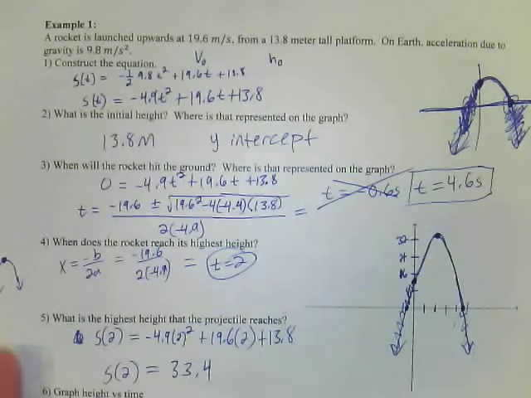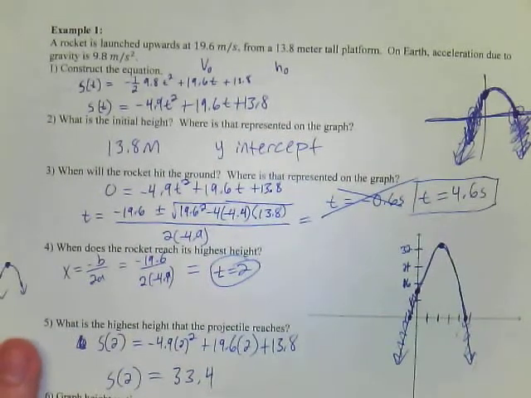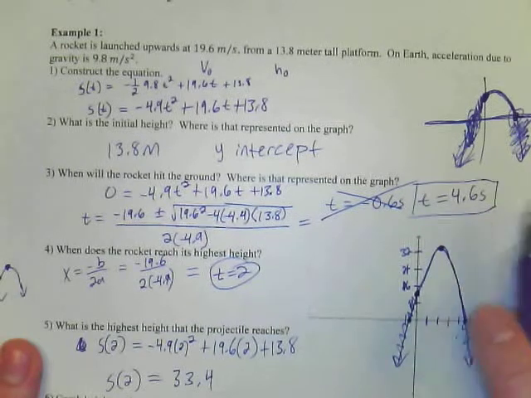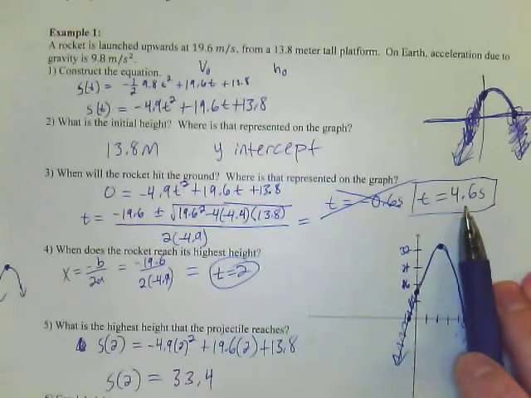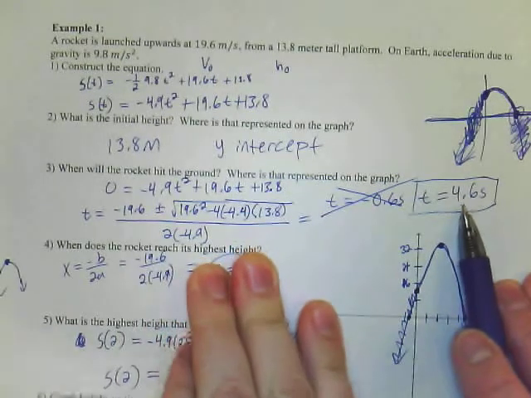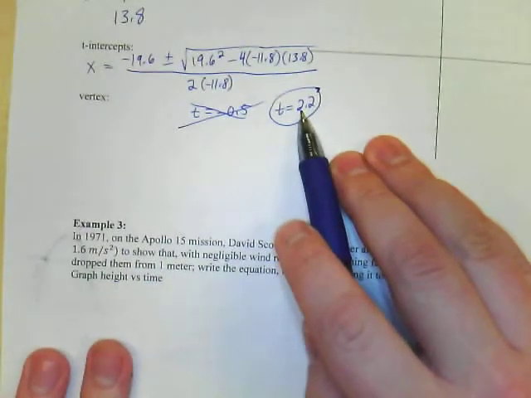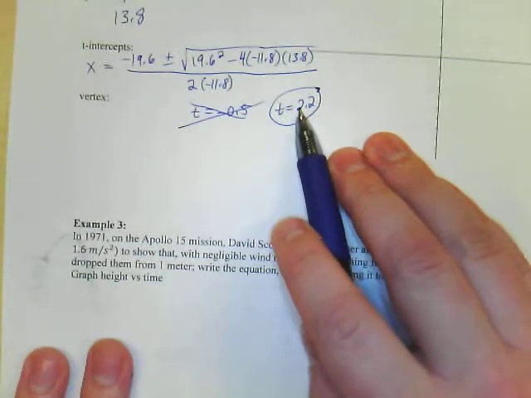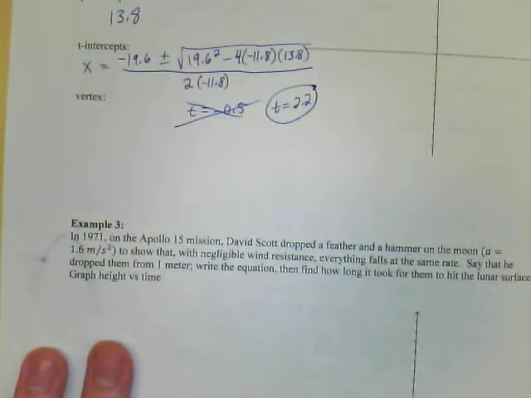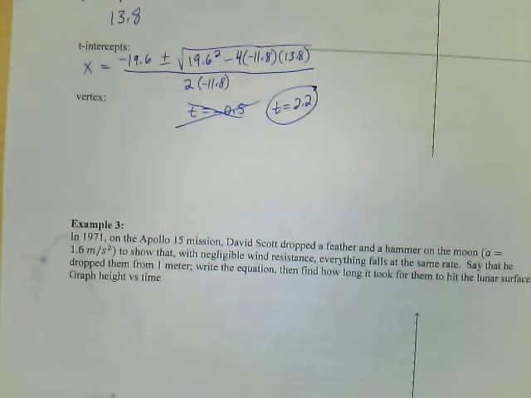Now, if you remember from the last one, when we did this on Earth, it hit the ground after 4.6 seconds. So on Earth, if we launch it from 13.8 meters up off the ground at an initial velocity of 19.6 meters per second, it's going to take 4.6 seconds to hit the ground. On Jupiter, doing the exact same thing, it would take 2.2 seconds to hit the ground. So it would be less than half of the time spent in the air if this were on Jupiter rather than on Earth.